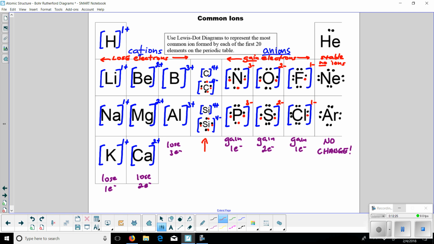And that's it. So hopefully you remember this from grade 9 and 10. And we're going to be applying this when we're talking about bonding in the next couple of days.